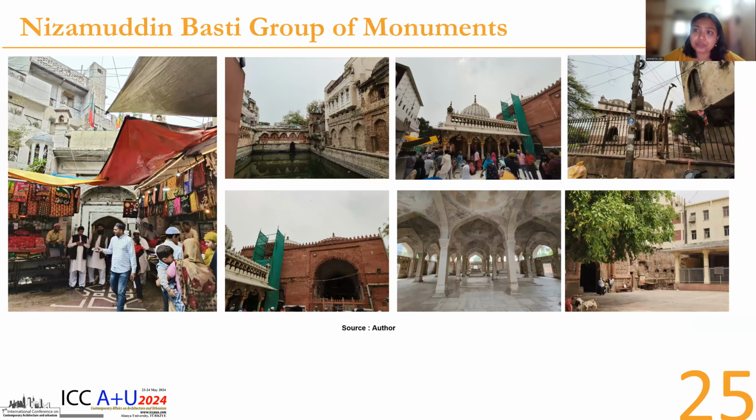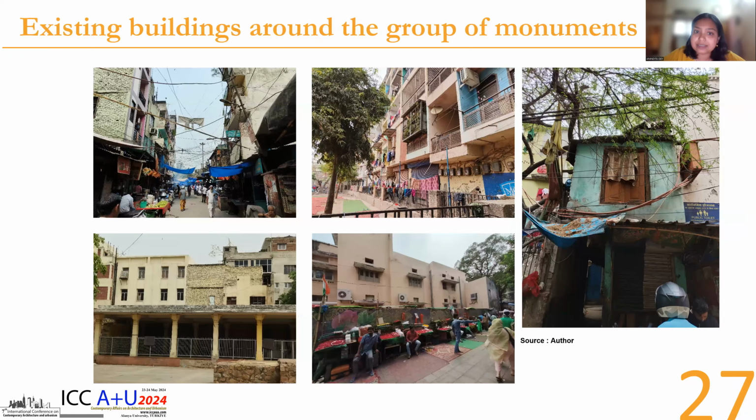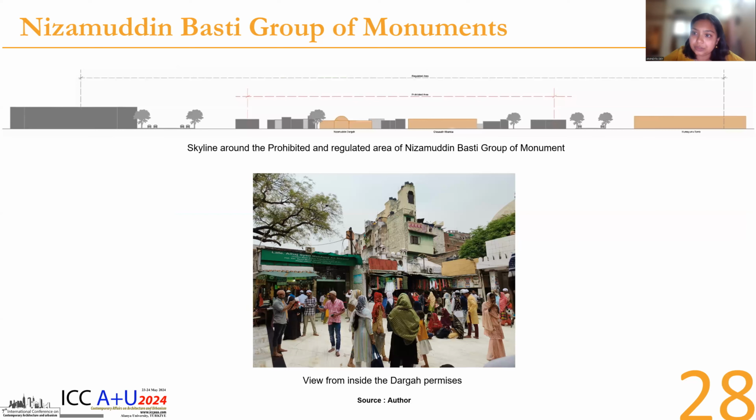And then the fourth is completely different. It has a very dense urban fabric. From the land use, we can see how the buildings are. The residences are all congested, and mostly it's residential and mixed use with residential and commercial. So this is the skyline where the buildings are all congested, surrounding the monument. And then there is the very important Humayun's Tomb, a World Heritage Site, also coming within the regulated area.